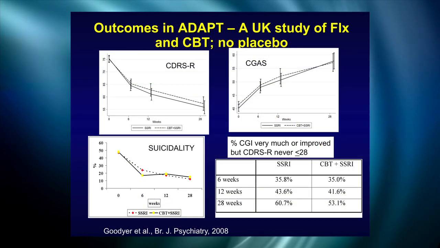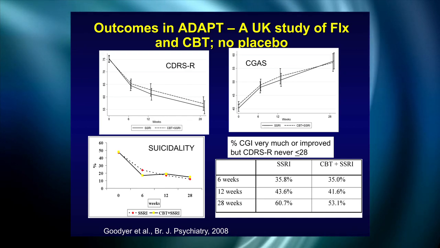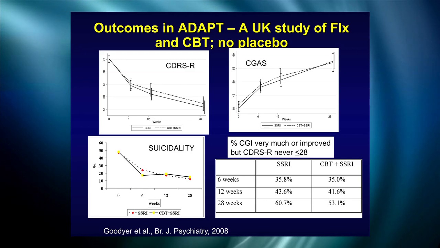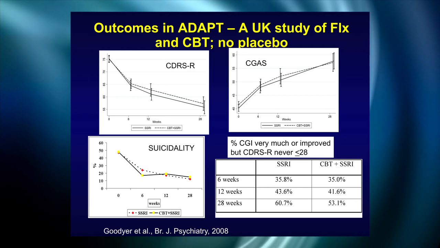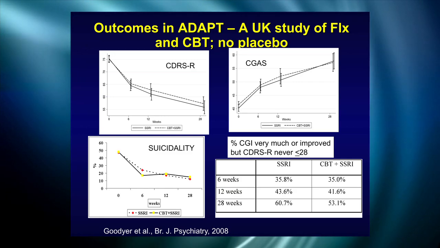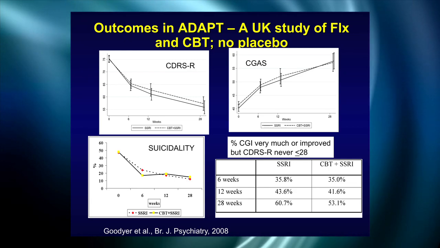Now, this is the ADAPT study. This is a study that was done in the UK. The CBT that they used wasn't quite the same CBT that was used in the TADS trial. This was an effectiveness study. This used a manual for CBT that family practitioners could read and use. You might argue that it wasn't good enough or there wasn't enough homogeneity in training or whatever.